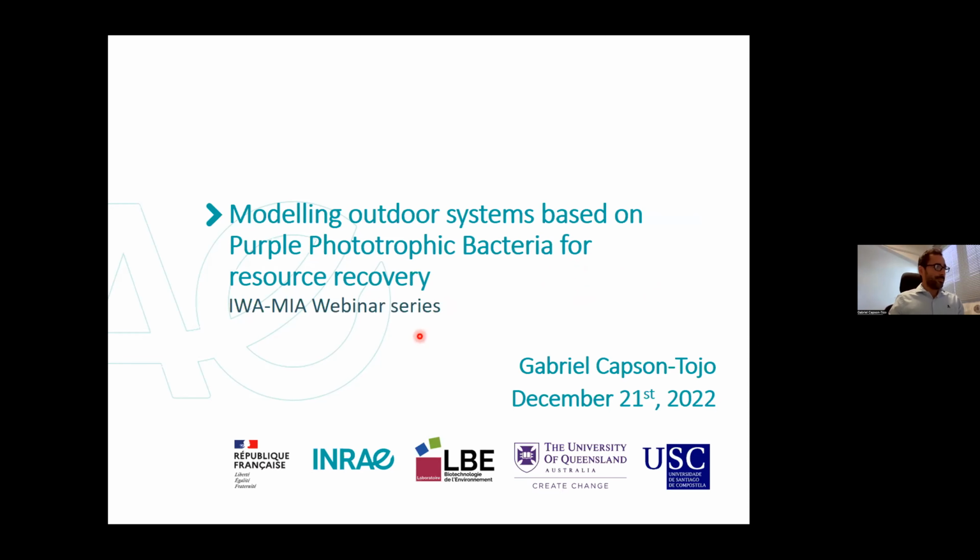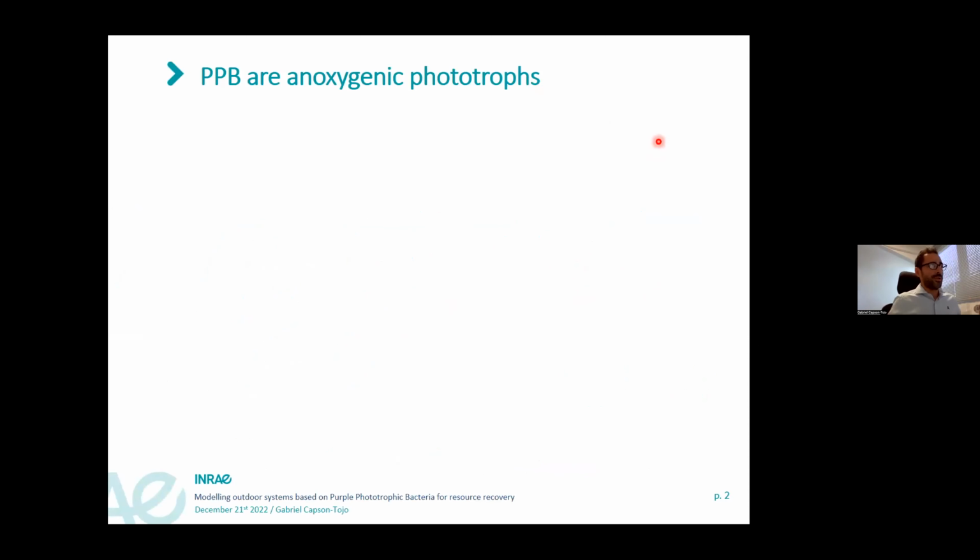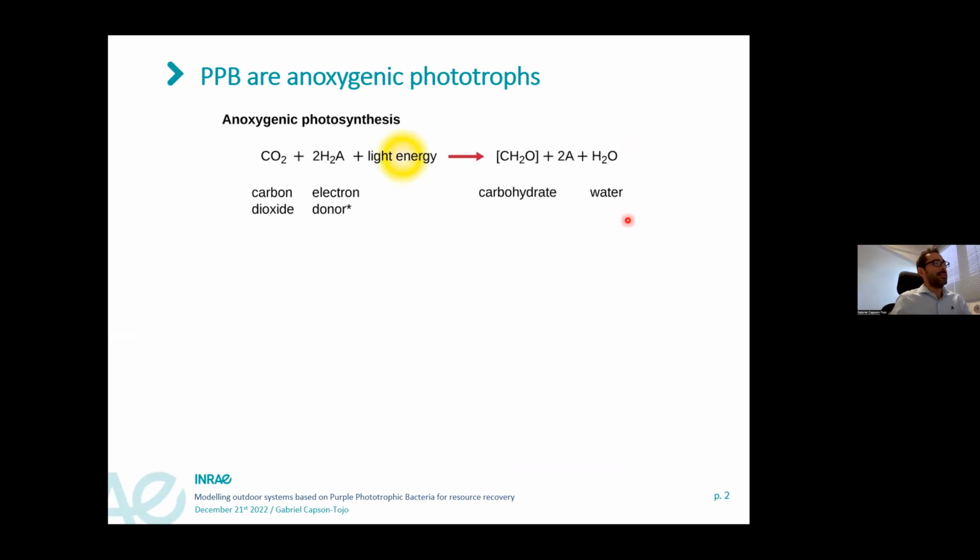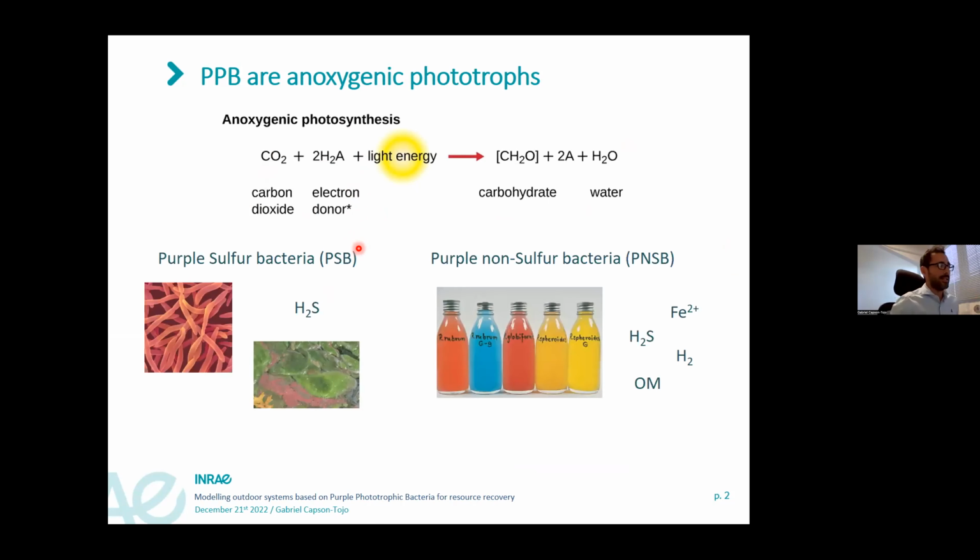All right, so I'm going to start with a brief introduction about purple bacteria, or PPB, as I guess most of the audience are not familiar with them. The first thing to say is that they are anoxygenic phototrophs, which is a main difference with algae. What this means is that they don't use water as electron donor, but other compounds. And that leads to a very big difference with algae: you don't produce oxygen during the photosynthetic processes. Therefore, the name anoxygenic.